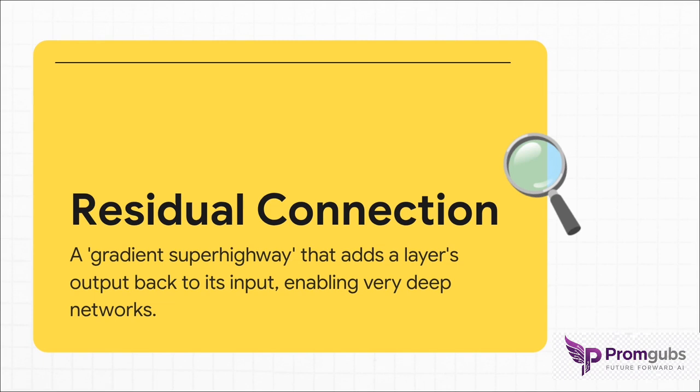Think of it as a gradient superhighway. It lets information from the initial input flow directly through the entire network, basically bypassing layers. This simple little plus sign is what allows us to stack dozens, even hundreds of these blocks on top of each other to create truly deep, powerful models without the whole training process just breaking down.